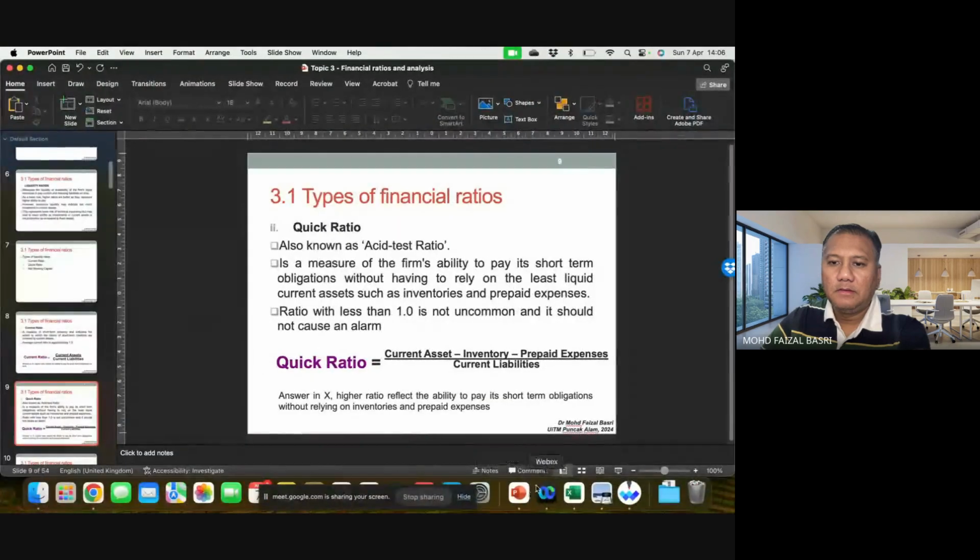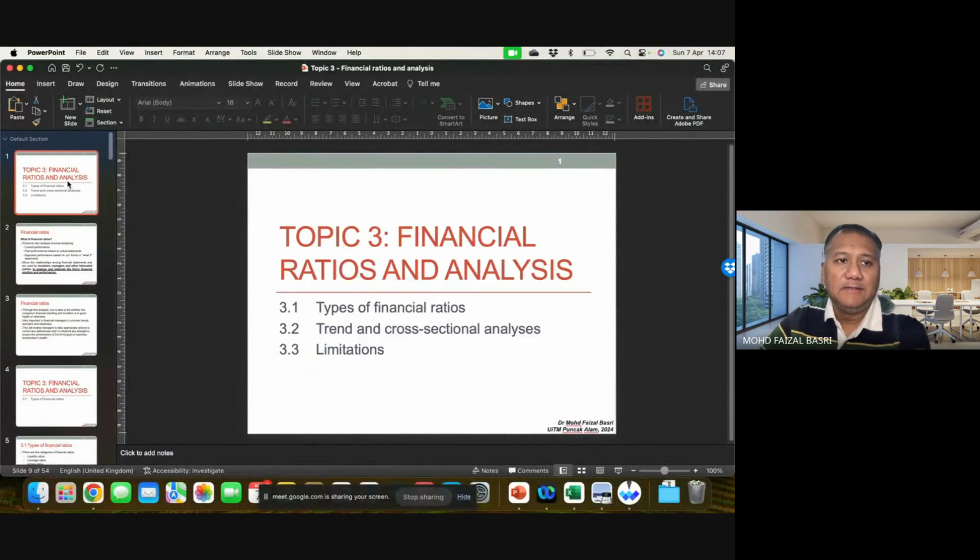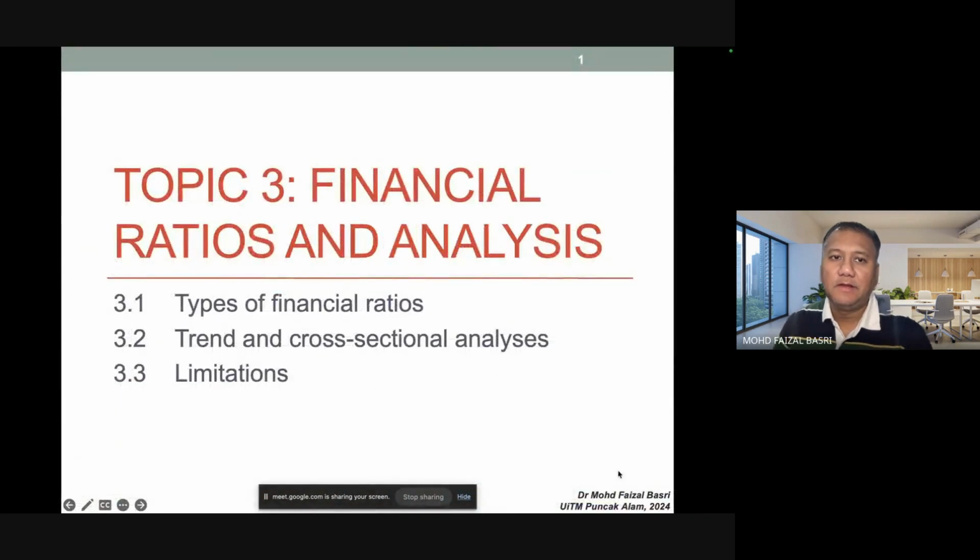So for this second seminar, it is actually a continuation from what we have done in the previous seminar, whereby now we are going to use the financial statements, the balance sheet and income statement, as our material or raw material for our analysis. So for today, we are going to go through what we call the financial ratio. Financial ratios and analysis.